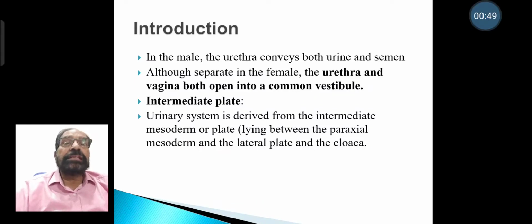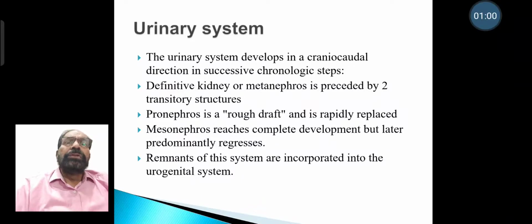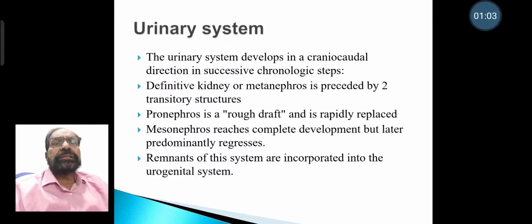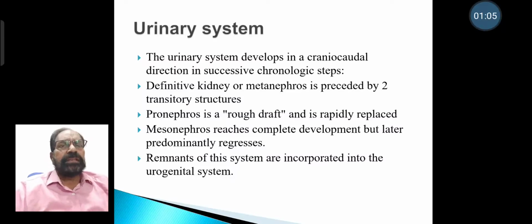Intermediate plate. The urinary system is derived from the intermediate plate or mesoderm lying between the paraxial mesoderm and the lateral plate and the cloaca. The urinary system develops in a craniocaudal direction in successive chronological steps. The definitive kidney or metanephros is preceded by two transitory structures. Pronephros is a rough draft and is rapidly replaced. Mesonephros reaches complete development but later predominantly regresses. Remnants of the system are incorporated into the urogenital system.